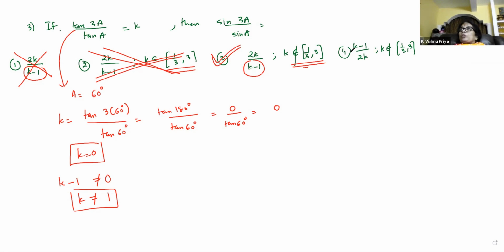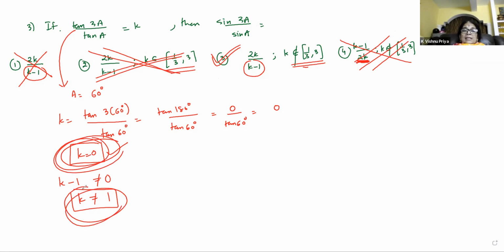What about the fourth option? In the fourth option, we got k equal to 0, but down there 0 can't be there. The denominator can't be 0. That's why we are cancelling the fourth option also. Only with the help of k equal to 0 and k not equal to 1, we could select the answer.